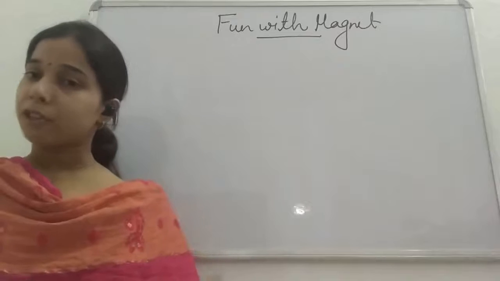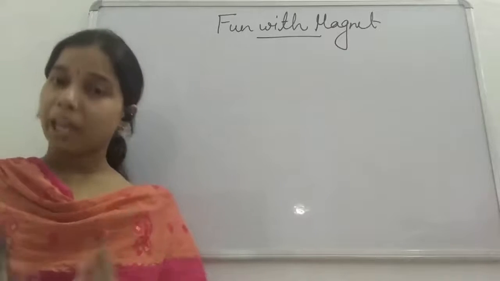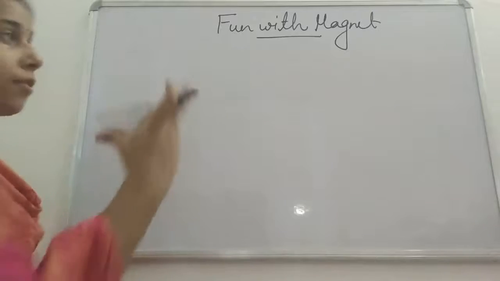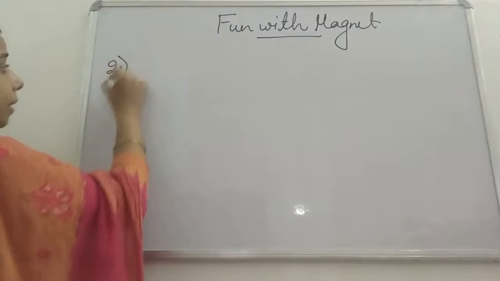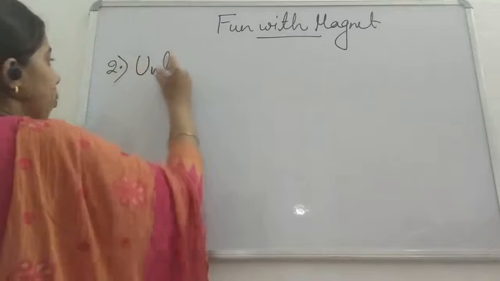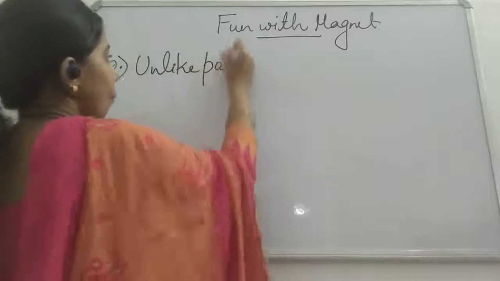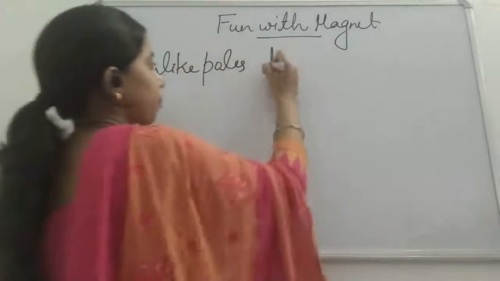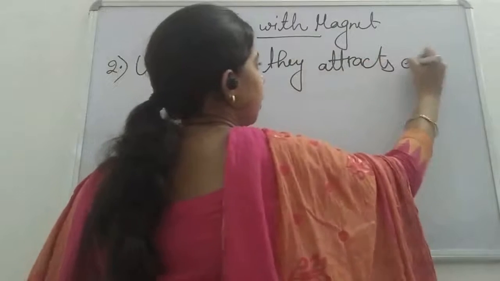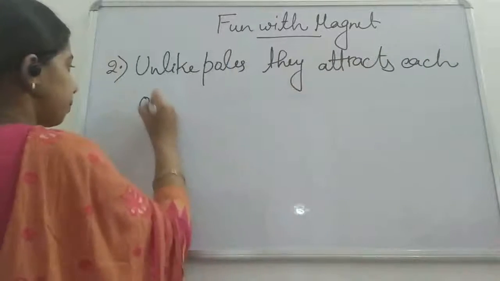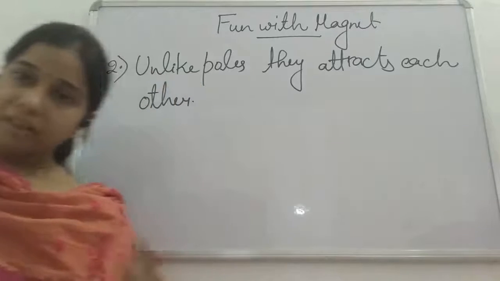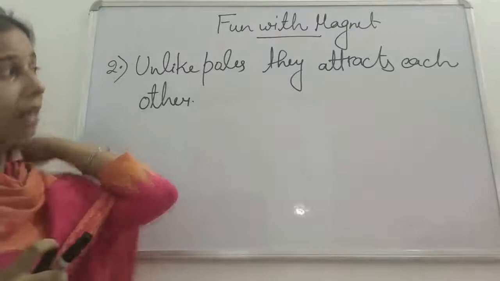Okay, so we were studying the first property, then the second one, that like poles used to repel each other. Now if you see in the second property itself, students, we said that like poles repel each other, and unlike poles attract each other. Okay, so like poles repel each other and unlike poles attract each other.